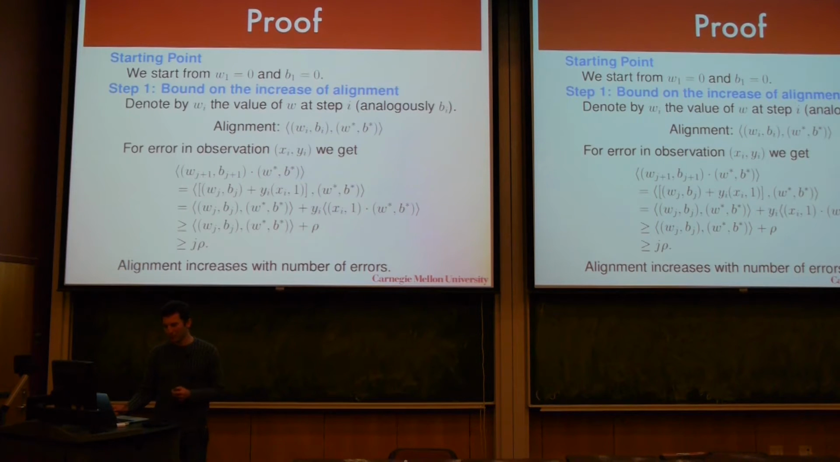So, let's start with bounding the alignment property. If we make an error, what we get is that w_{j+1}, b_{j+1} paired with w star, b star, and of course I can write it as a sum between the previous term and our update.